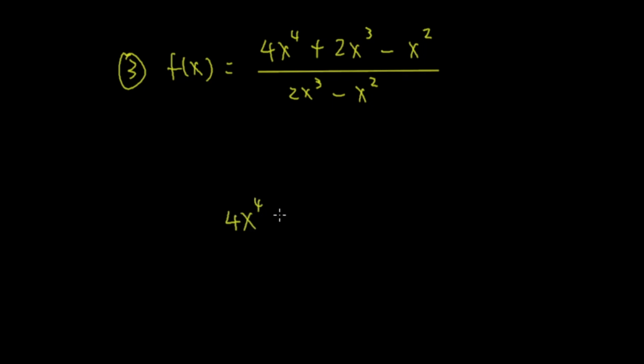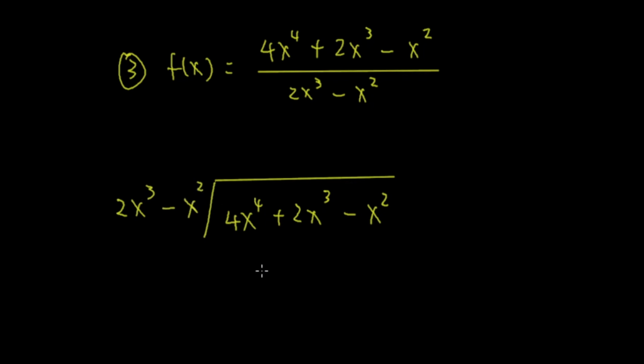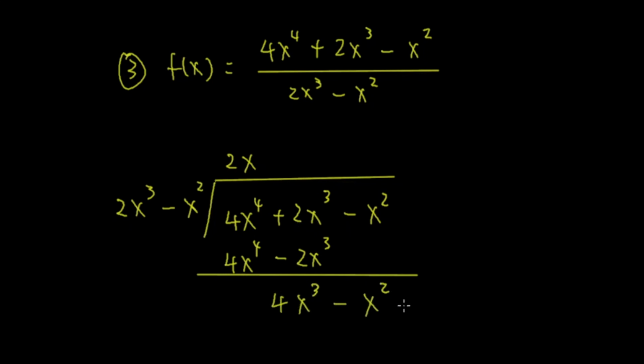So 4x to the 4 plus 2x cubed minus x squared, all divided by 2x cubed minus x squared. Now what do we do here? What's this term here? It should be 2x, because 2x cubed times 2x is 4x to the 4, right? Minus x squared times 2x is minus 2x cubed. Here, 4x to the 4 minus 4x to the 4 is 0. 2x cubed minus negative 2x cubed is 4x cubed, minus x squared.